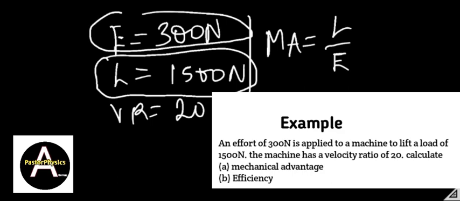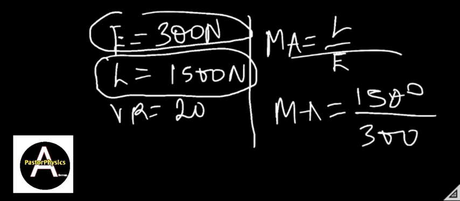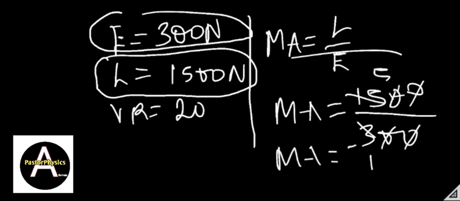MA will be equal to 1,500 over 300, right? So 0 cancels 0, 3 goes into 15 five times. So the mechanical advantage here is 5, right? Now, what of the efficiency?